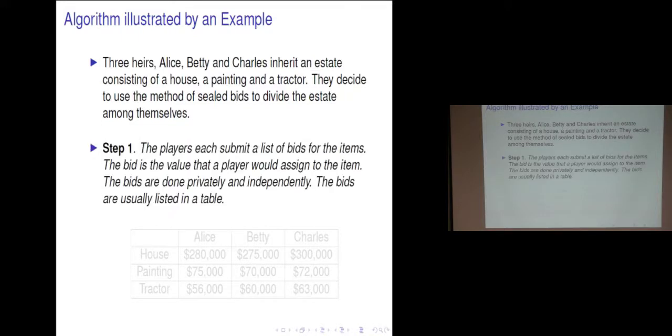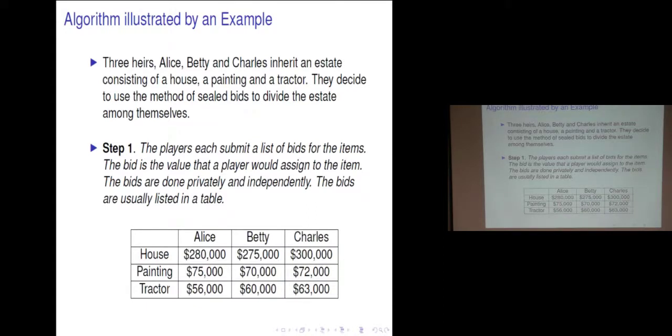Let's see the algorithm. Step one: the players, A, B, C, each submit a list of bids for the items. This is very much like the adjusted winner. The bid is the value that a player would assign to the items. This is very important: the bids are done privately and independently. You don't talk to other people and have two of you group against the other one. You have to do it privately and independently. The bids are usually listed in a table, as when you do your homework. For example, in this case, Alice, Betty, and Charles will bid on the house these amounts.